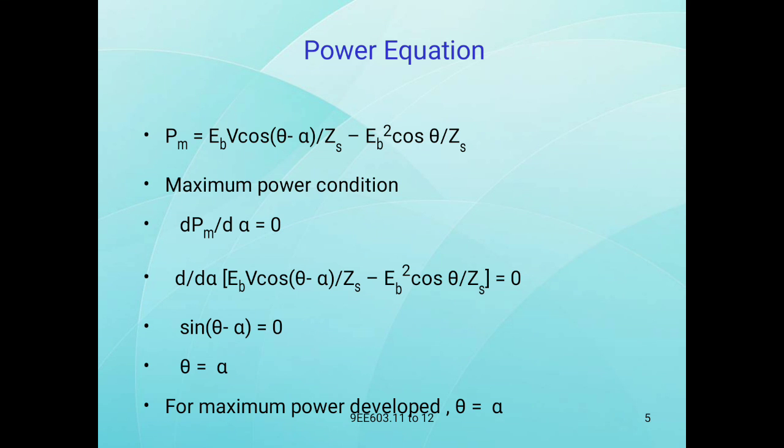So when the maximum power is developed, theta is equal to alpha. That means the impedance angle, or internal angle, is equal to the load angle. That is the equation for the maximum power condition.